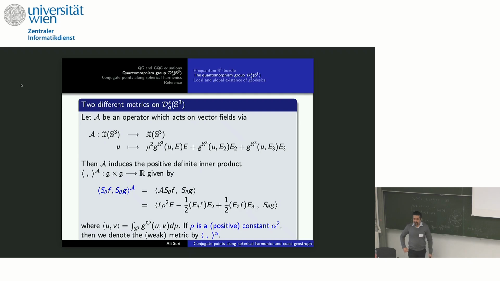Question: are these operators somehow related to the action of the unitary group on S3? S3 is the unit sphere in C2, and the unitary group acts canonically on it. So this is a part of the structure. The quotient by the diagonal unitary action is the complex projective space. So this is the space of pure states in this two-dimensional case.